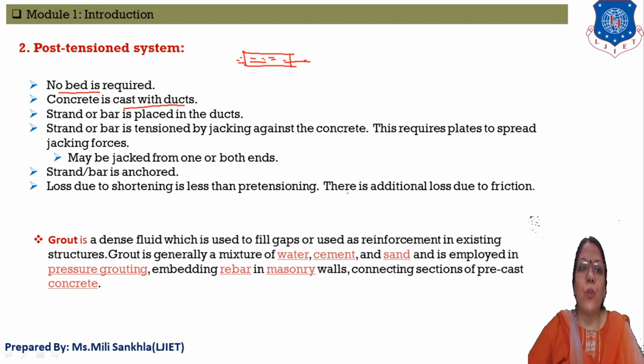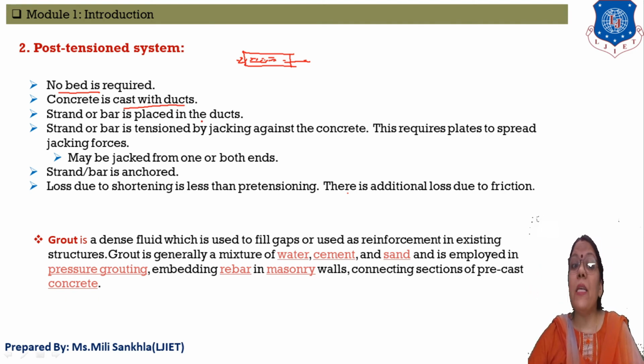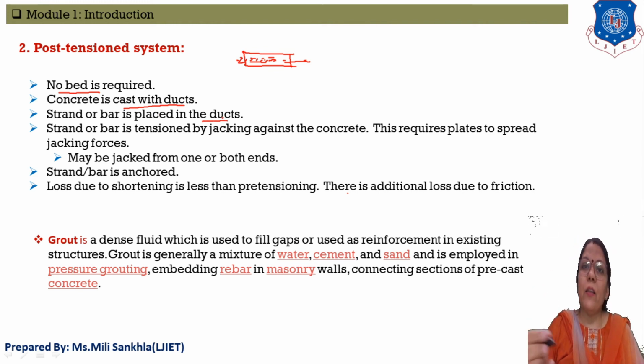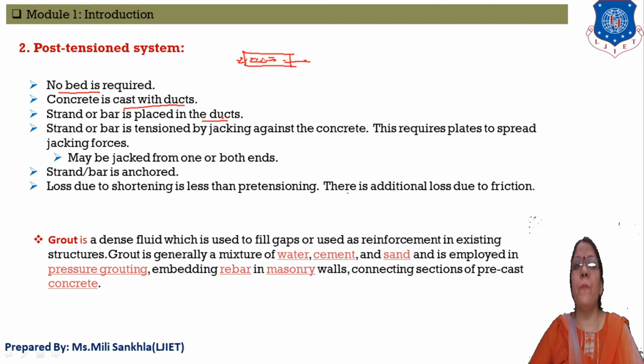Okay, first of all, no bed is required. Second, concrete is cast with the duct. That means in this middle portion, this one is the duct, and the tendons or strands are passing through this duct. A duct is a hollow portion provided within the concrete. Then strand or bar is placed in the duct. Clear? Before concreting the duct is placed within the concrete, and then the bar, strand, tendons pass through this duct.